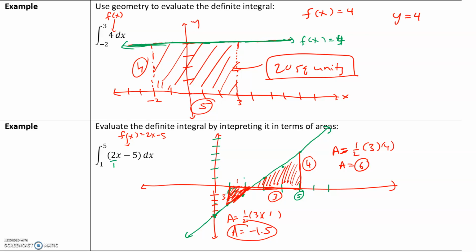Now the total area is the area below plus the area above. So it's negative 1.5 plus 6. So the total area is going to be 4.5 square units.